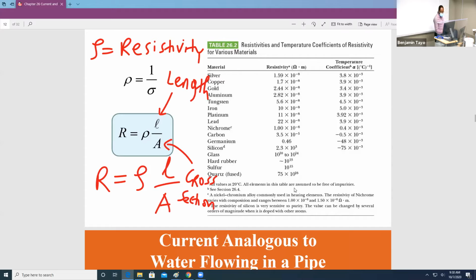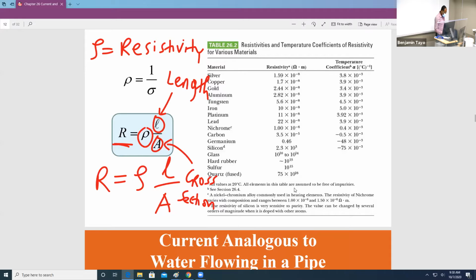So this just tells me that if you want to calculate resistance, look up the value of the resistivity, look up the value of the length, and look up the value of the area. And then you can use this table to calculate the value of the resistance.